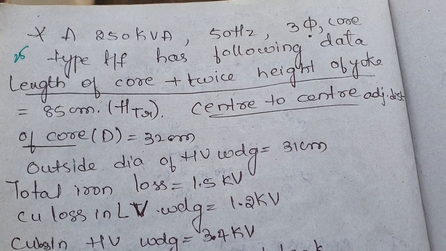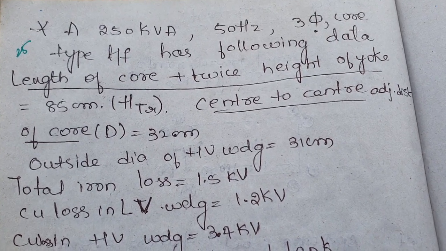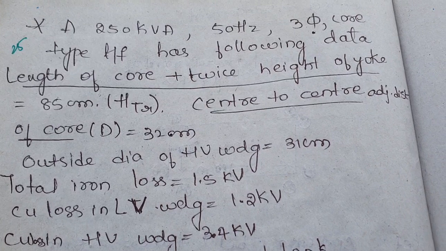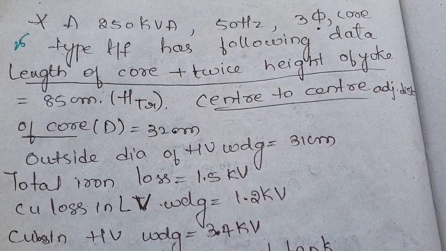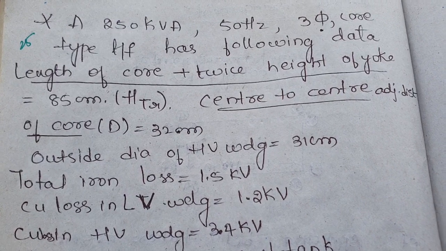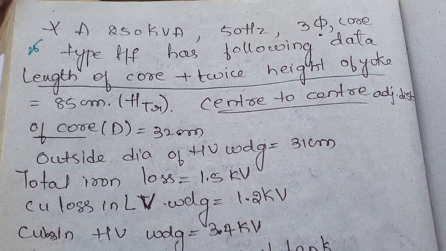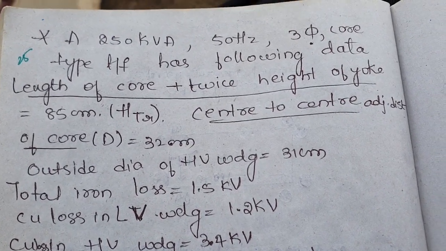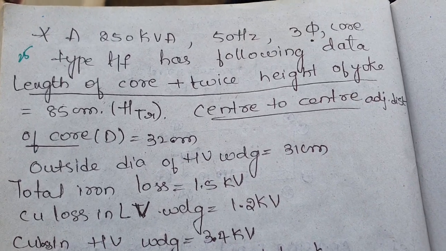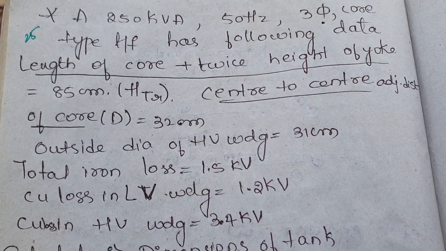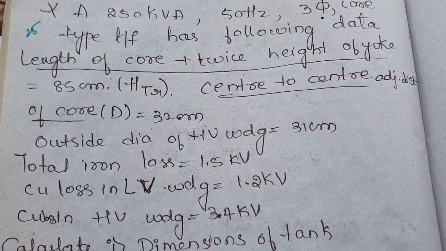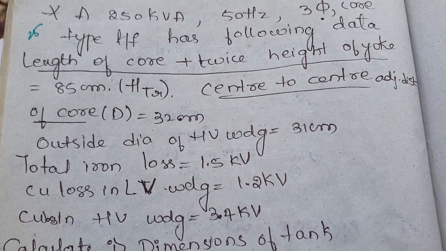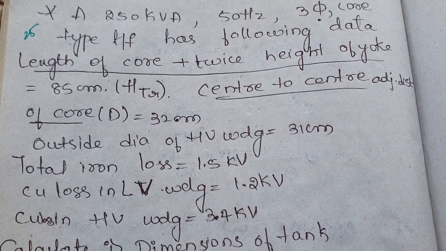Take down the next numerical. A 250 kVA, 50 Hz, 3-phase core type transformer has the following data. Length of core plus twice height of yoke is equal to 85 centimeter. Center to center distance between core is 32 centimeter.